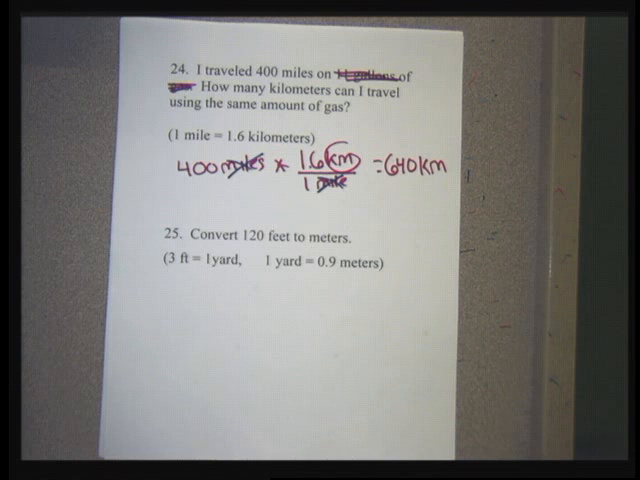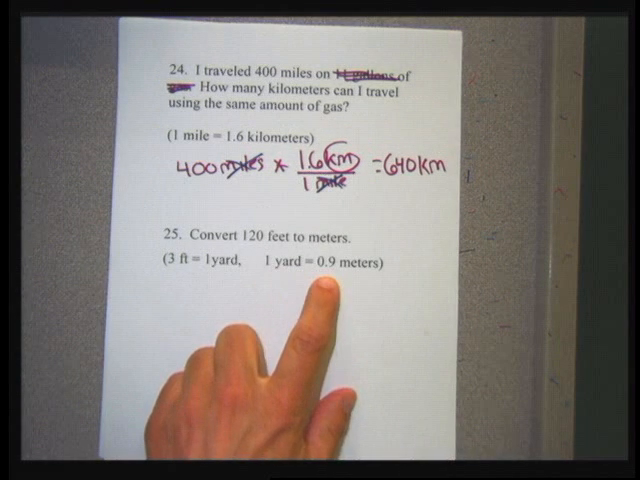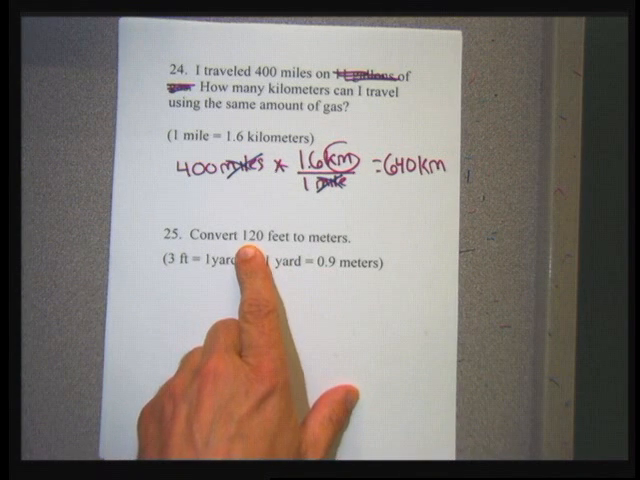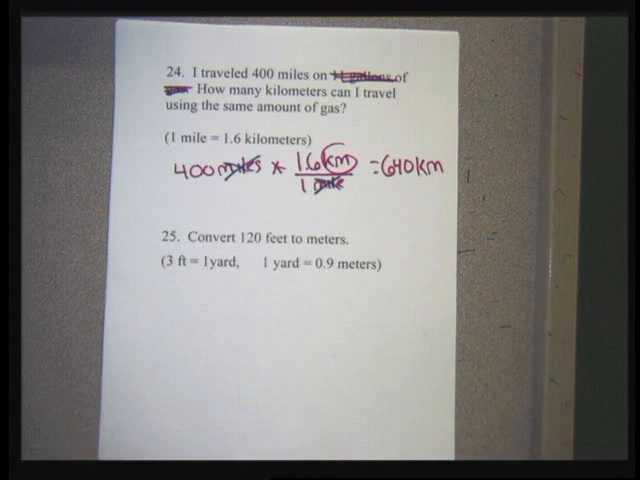25 was not a nice problem because it wants me to make feet into meters, and the units that the author gave me only made yards into meters. So I needed to make 120 feet into yards, and then I could go to meters. This unit wasn't given. I just needed to know that 3 feet was a yard.